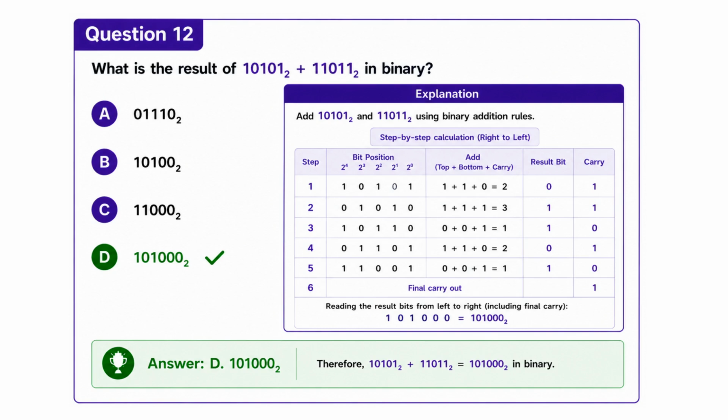Let's solve this binary addition. We add 1011₂ and 11011₂. Start from the rightmost bit, add each column, and carry 1 whenever the total is 2 or more. Continue until all the bits are added. The final answer is 100110₂. Therefore, the correct answer is D, 100110₂.